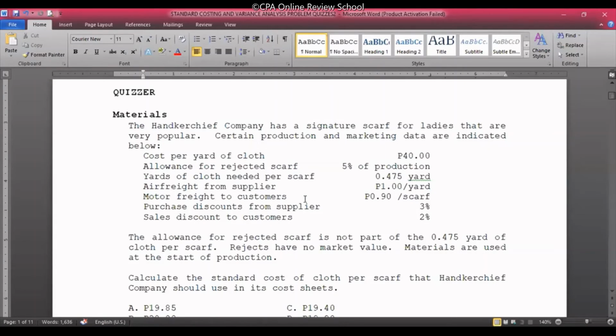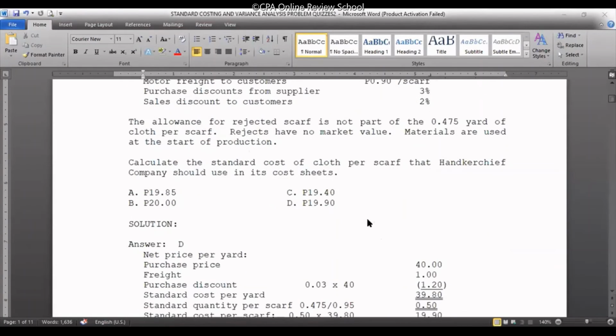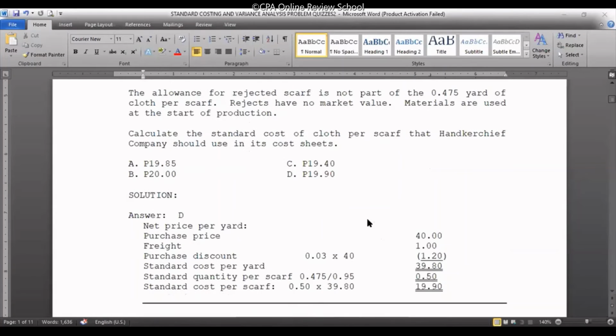So sabi nga dito, the allowance for rejected scarf is not part of the 0.475 yard of the cloth per scarf. Rejects have no market value. Materials are used at the start of the production. Calculate the standard cost of cloth per scarf that handkerchief company should use. Now dito, as we go on with our topic, I'll already have my solution para hindi na tayo magsusulat or magta-typing pa. I'll just have to explain to you. Ang tinatanong niya again, the standard cost per material mo.